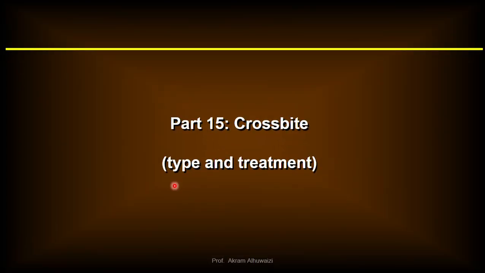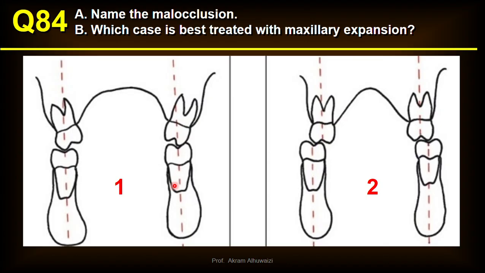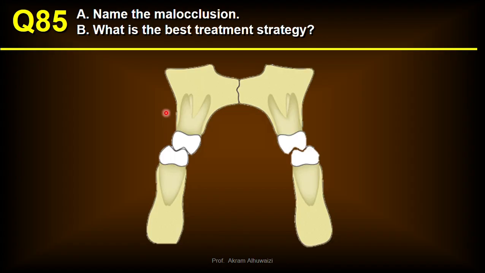Part 15, Crossbites. Name the malocclusion. It's bilateral posterior crossbite. In which case is treatment better done by maxillary expansion? It's in case 1, where there's constriction and lingual tipping of the molars. So expansion here works better than here, where they'll be proclined. So this one is the answer. This is better treated by expansion of the arch.